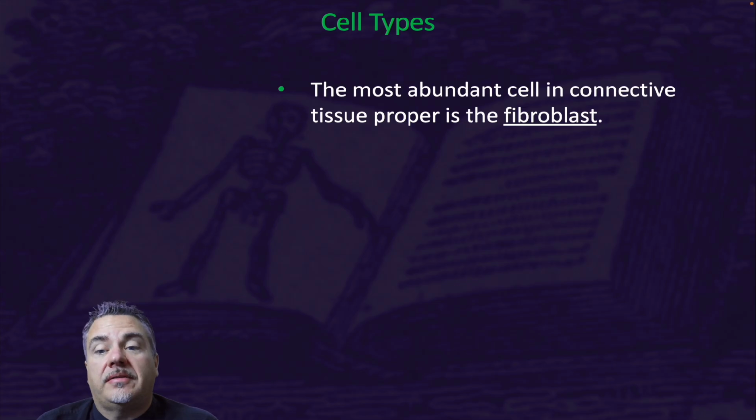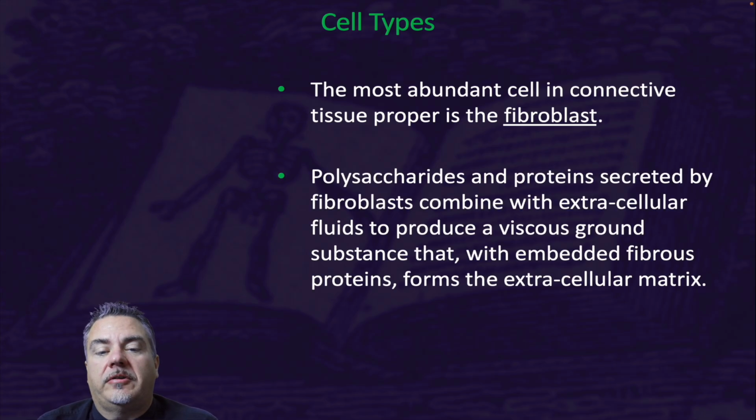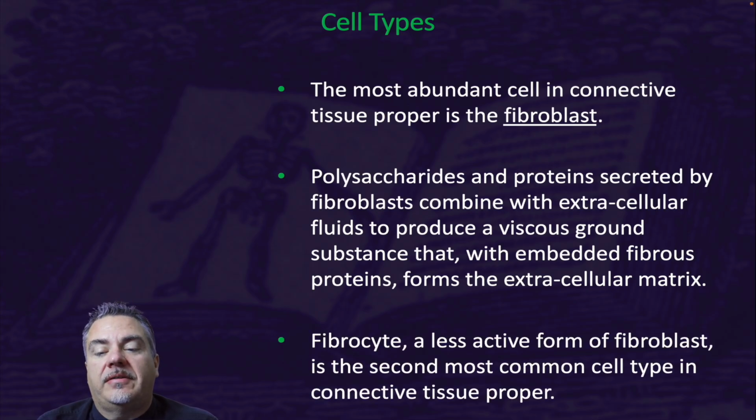The most abundant cell in connective tissue proper is the fibroblast. Polysaccharides and proteins secreted by fibroblasts combine with extracellular fluids to produce a viscous ground substance that, with embedded fibrous proteins, forms the extracellular matrix. Fibrocyte, a less active form of fibroblast, is the second most common cell type in connective tissue proper.